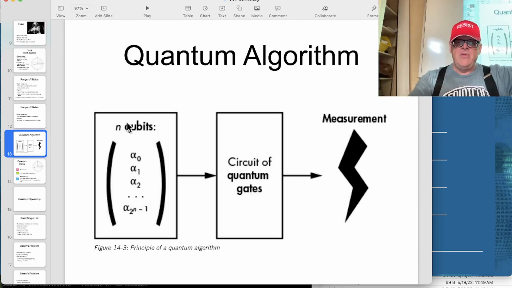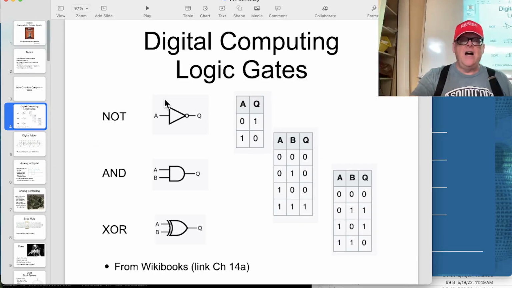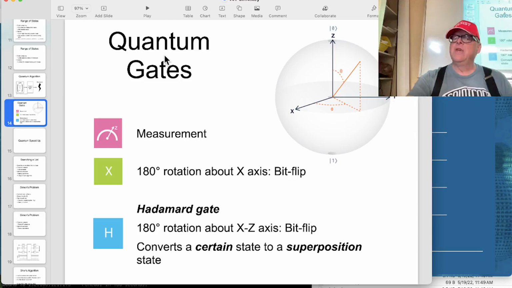Anyway, so now you can make a quantum algorithm. You feed in some qubits, then you have a circuit of quantum gates, and then you subject it to measurement, and then you get some kind of output. And so by designing your circuit correctly, you can do computation this way. These quantum gates are the analog of the logic gates back here, like NOT, AND and XOR. These are the fundamental logic gates that run digital computing, and these are the fundamental quantum gates that run quantum computing. So here's measurement.